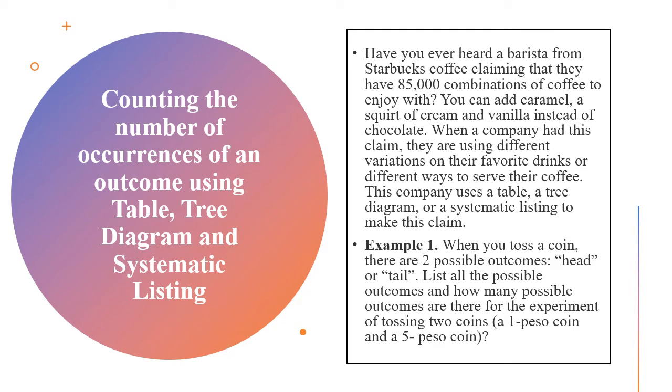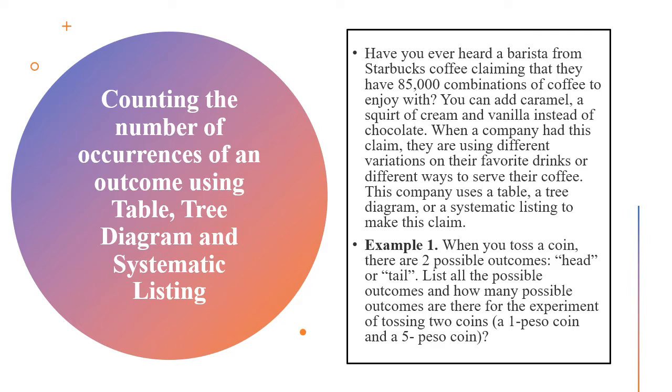So, our topic this morning is counting the number of occurrences of an outcome using table, tree diagram, and systematic listing. Have you ever heard a barista from Starbucks Coffee claiming that they have 85,000 combinations of coffee to enjoy? You can add caramel, a squirt of ice cream, and vanilla instead of chocolate. When a company makes this claim, they are using different variations on their favorite drinks or different ways to serve their coffee. This company uses a table, a tree diagram, or systematic listing to make this claim.